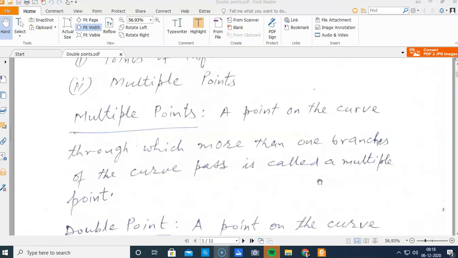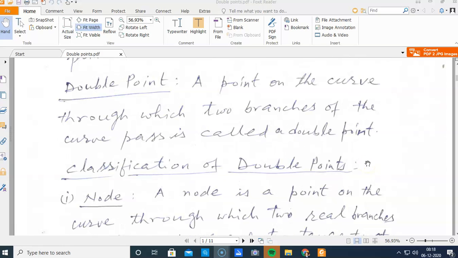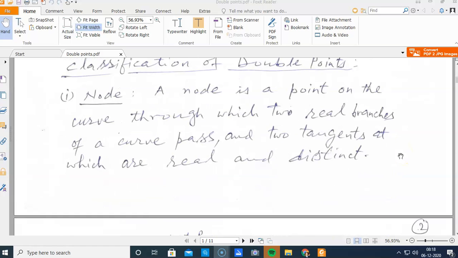So, multiple points. A point on the curve through which more than one branch of the curve passes is called a multiple point. Then what is a double point? A point on the curve through which two branches of the curve pass is called a double point. Now, the classification of double points.